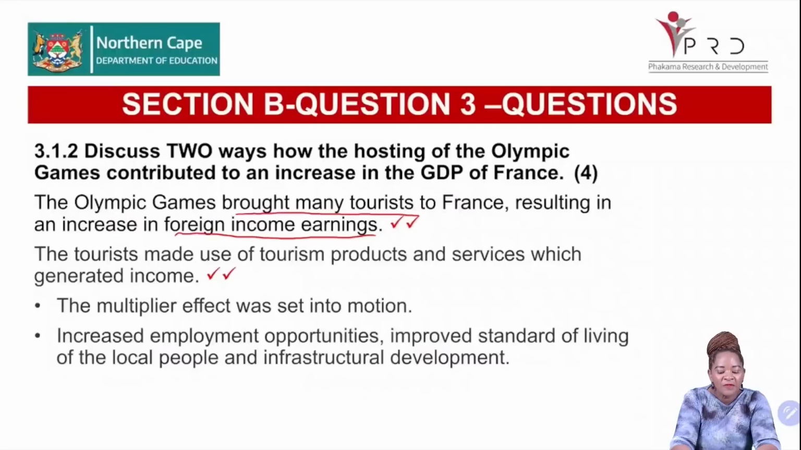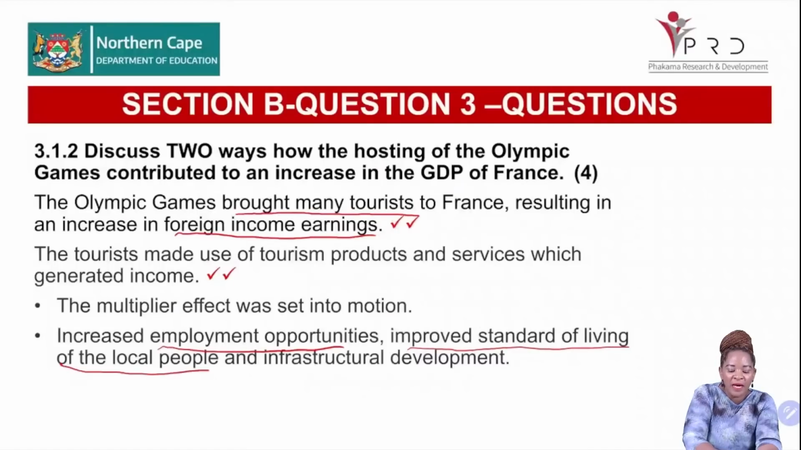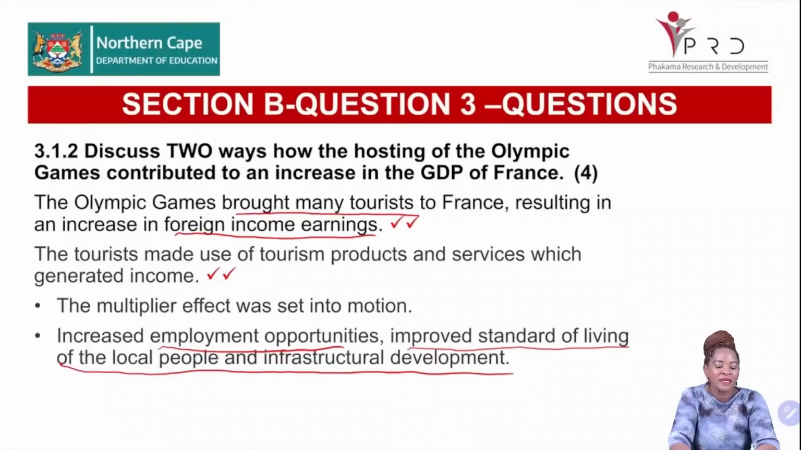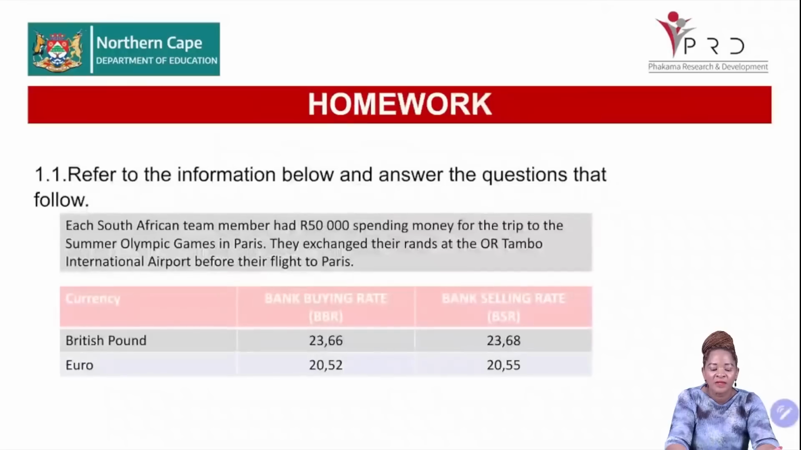The multiplier effect was set into motion and also increased employment opportunities, improved standard of living of the local people, and infrastructural development. So those are the benefits of hosting a global event like this one. So you know, grade 12, you know the benefits, the advantages, the disadvantages, you know everything. This is just to remind you of the things that we did.